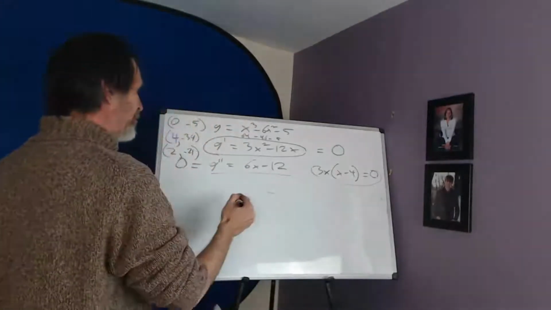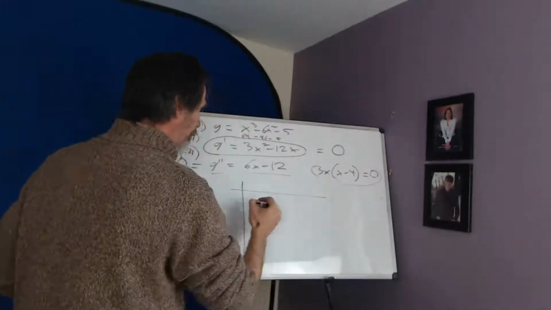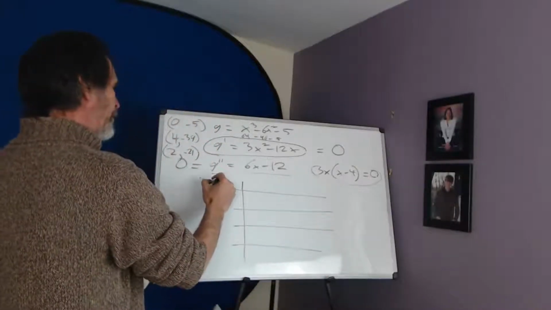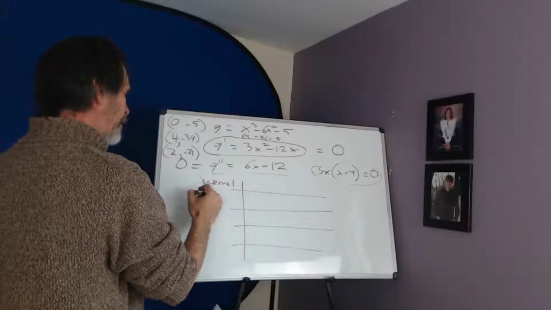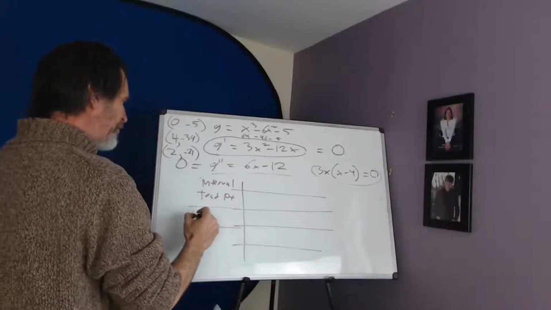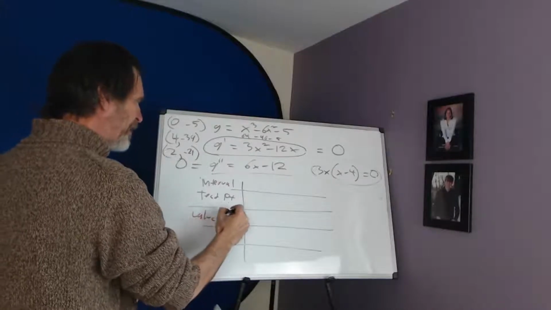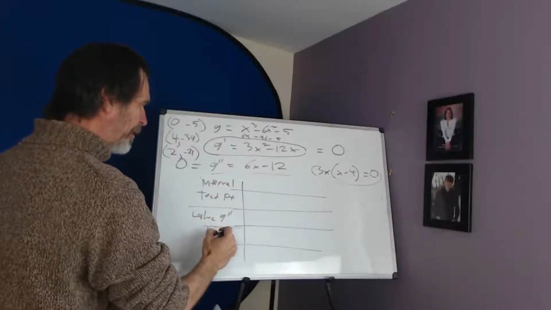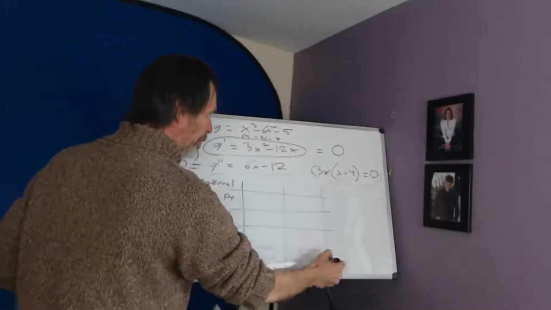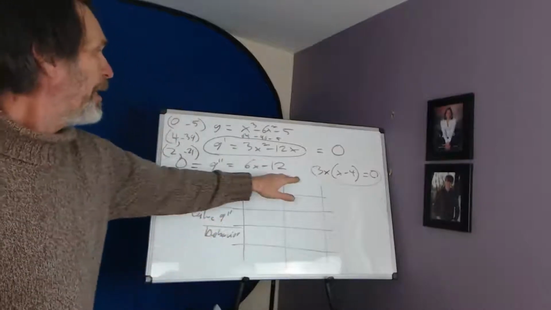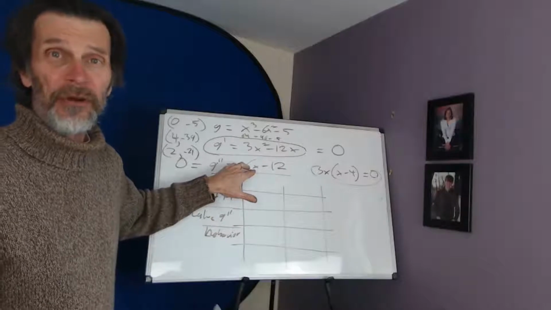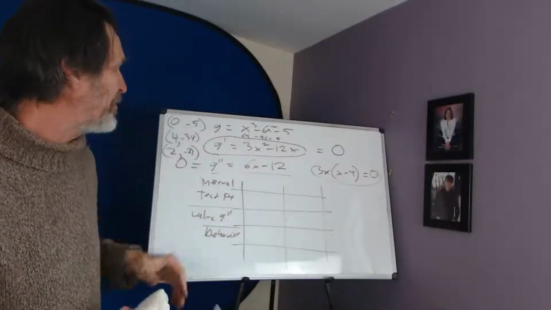Now the second of the two charts. The labels on the side are pretty much identical. This will be interval, test point. Here's the only difference. Value of the second derivative and behavior. We had critical points at 0 and 4. That has nothing to do with the shape of the graph. The shape of the graph is on the second derivative.